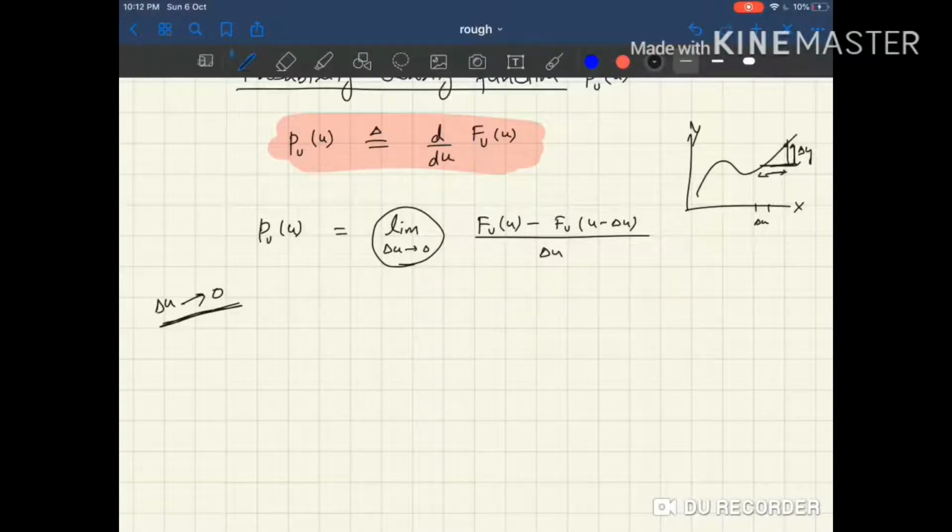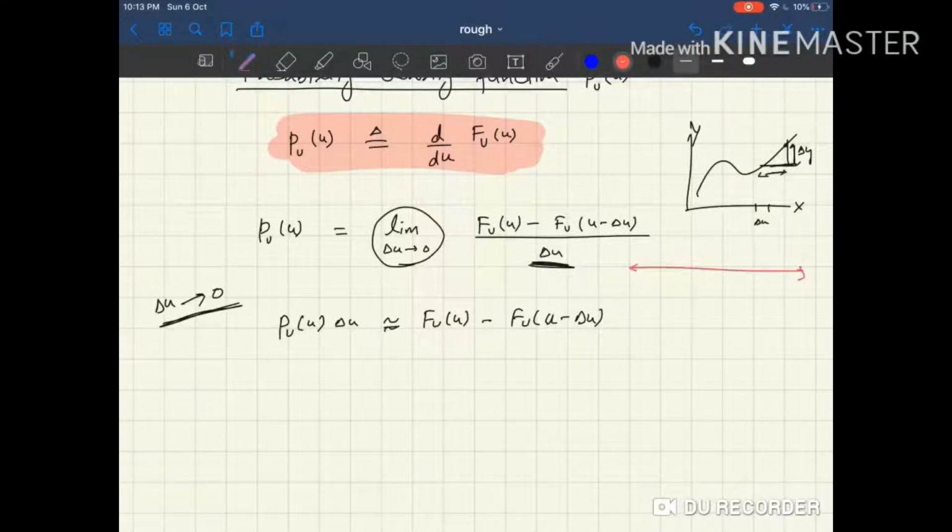So if you bring this delta u to this side, what you get is p_U of u times delta u is nearly equal to F_U of u minus F_U of u minus delta u. Now what you observe here is that this is the probability of having the value less than or equal to u. So let's draw a u line.